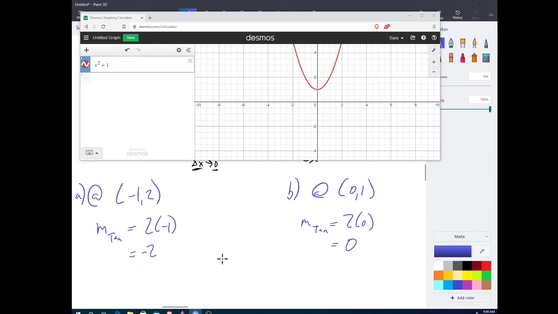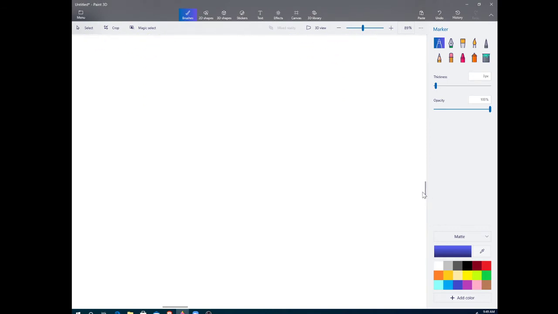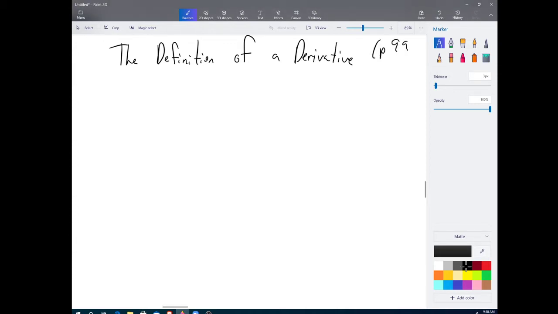Minimize this. And let's scroll this so I got some extra space. So, the definition of a derivative. And this comes from page 99 in your textbook.